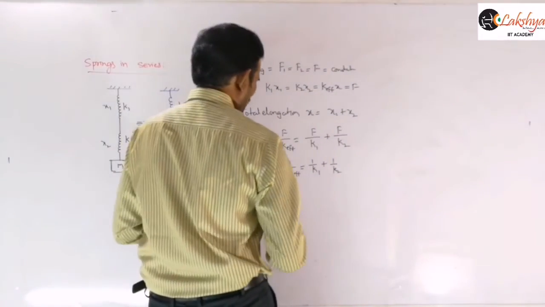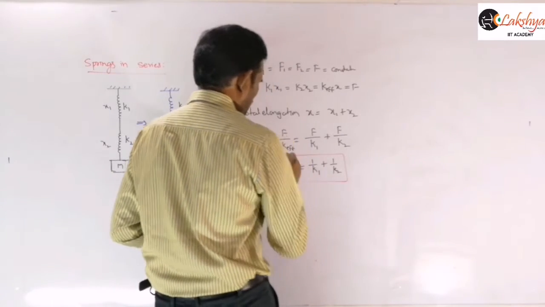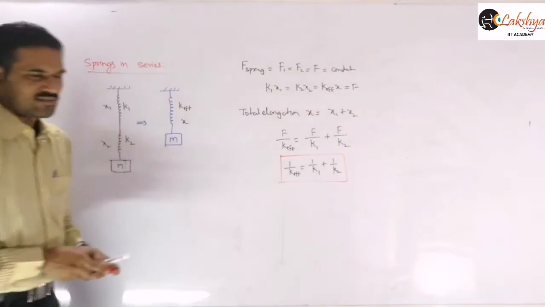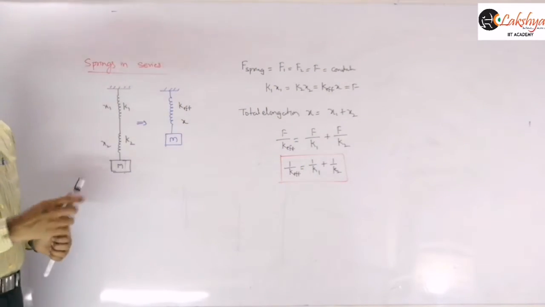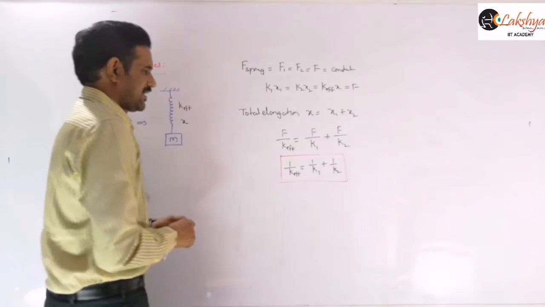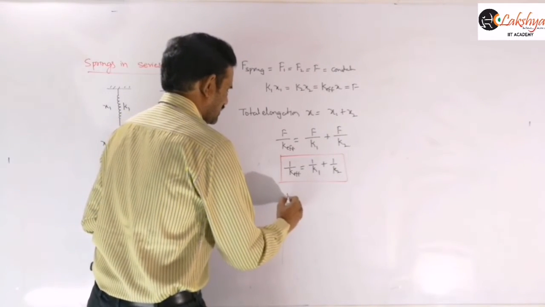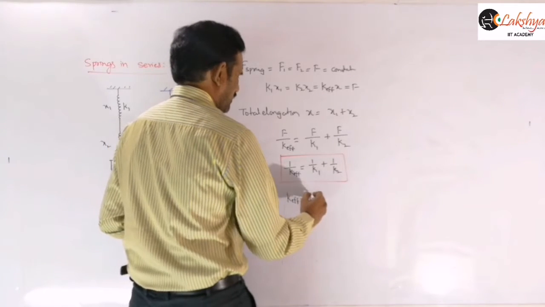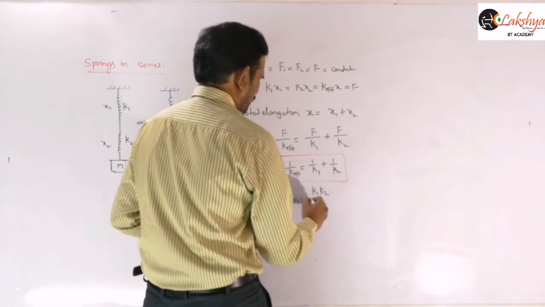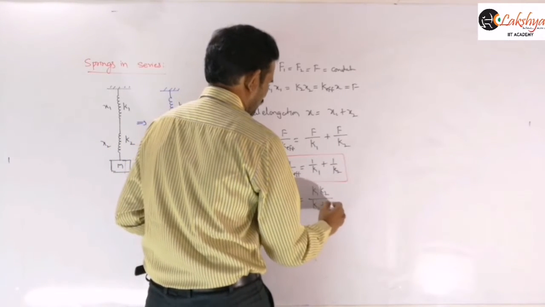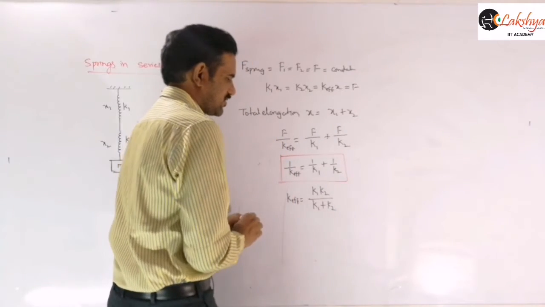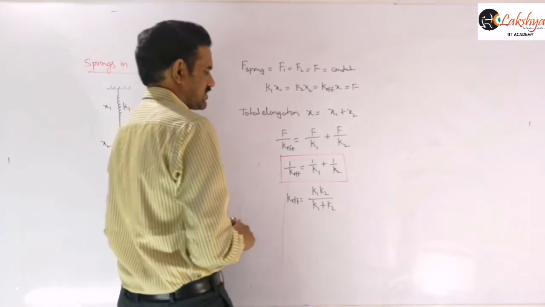So this is the expression for the effective force constant or spring constant when the springs are connected in series. You can extend it for n number of springs here. For 2 springs you can express this as K effective is equal to K1 K2 by K1 plus K2. So this is for the 2 springs.